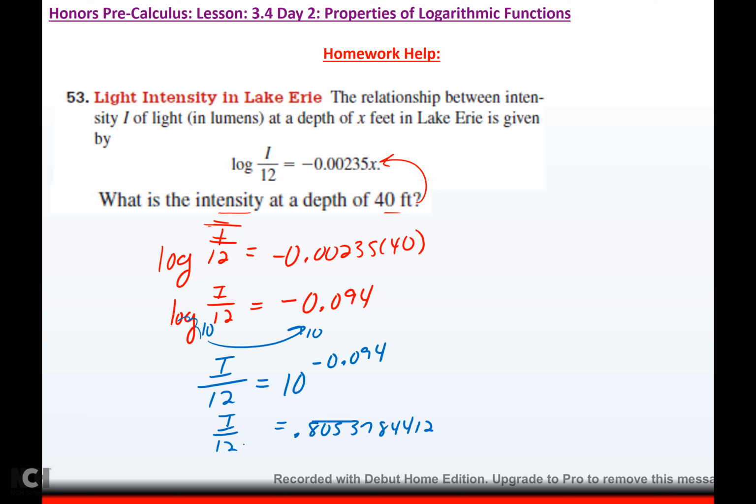I just suggest that you don't round until the very end. To get I alone now, I'm going to multiply both sides by 12. And my I is, well, that's on my screen, I type times 12. And I get 9.6645. Let's go out two places. It'd be 9.66.